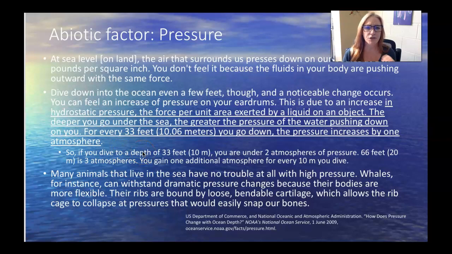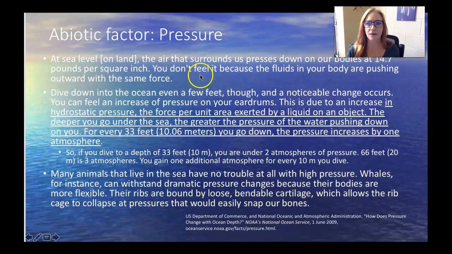Maybe? Pressure. Under pressure. Doon, doon, doon, doon, doon, doon. How could I not do that right now?